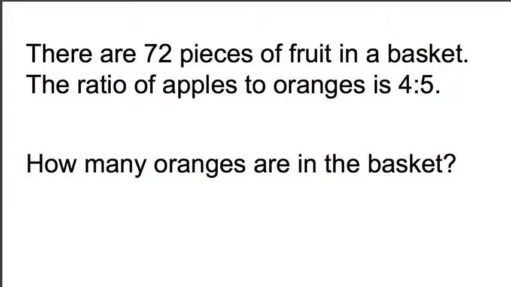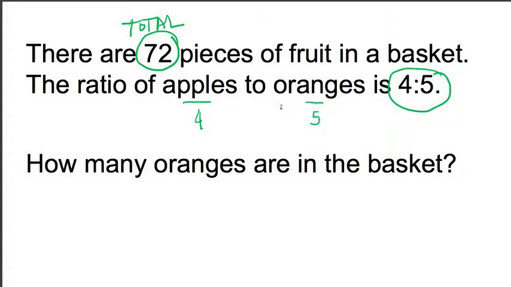Let me change the color of my pen. Now it's saying there are 72 pieces of fruit in the basket, so this is the total, and the ratio of apples to oranges is 4 to 5. Technically it's saying there are 4 apples and 5 oranges. So what is the total number of fruits in the basket if we follow this? 4 plus 5 equals 9. "But Miss, it said it should be 72. This is only 9. There must be something wrong in the world." Well, remember, this is simplified.